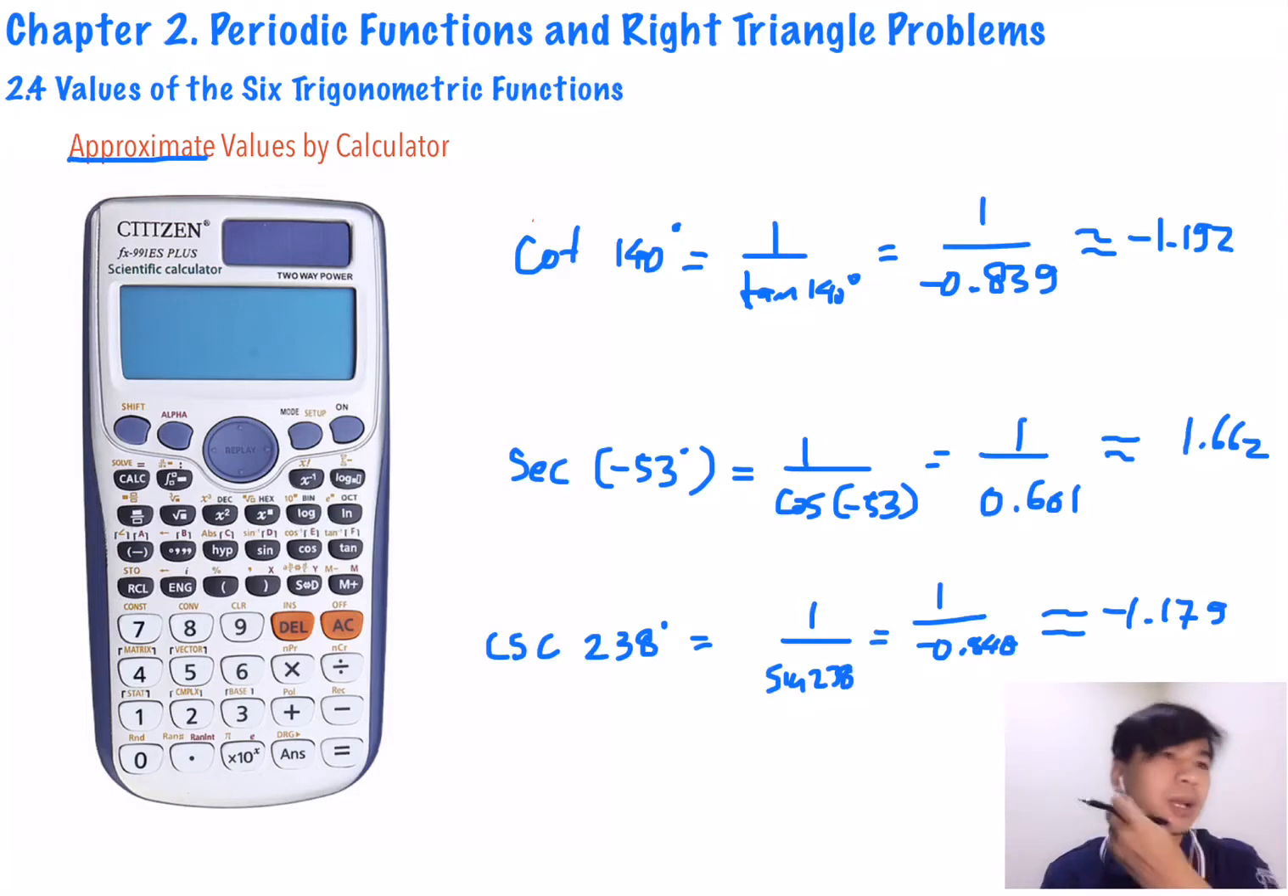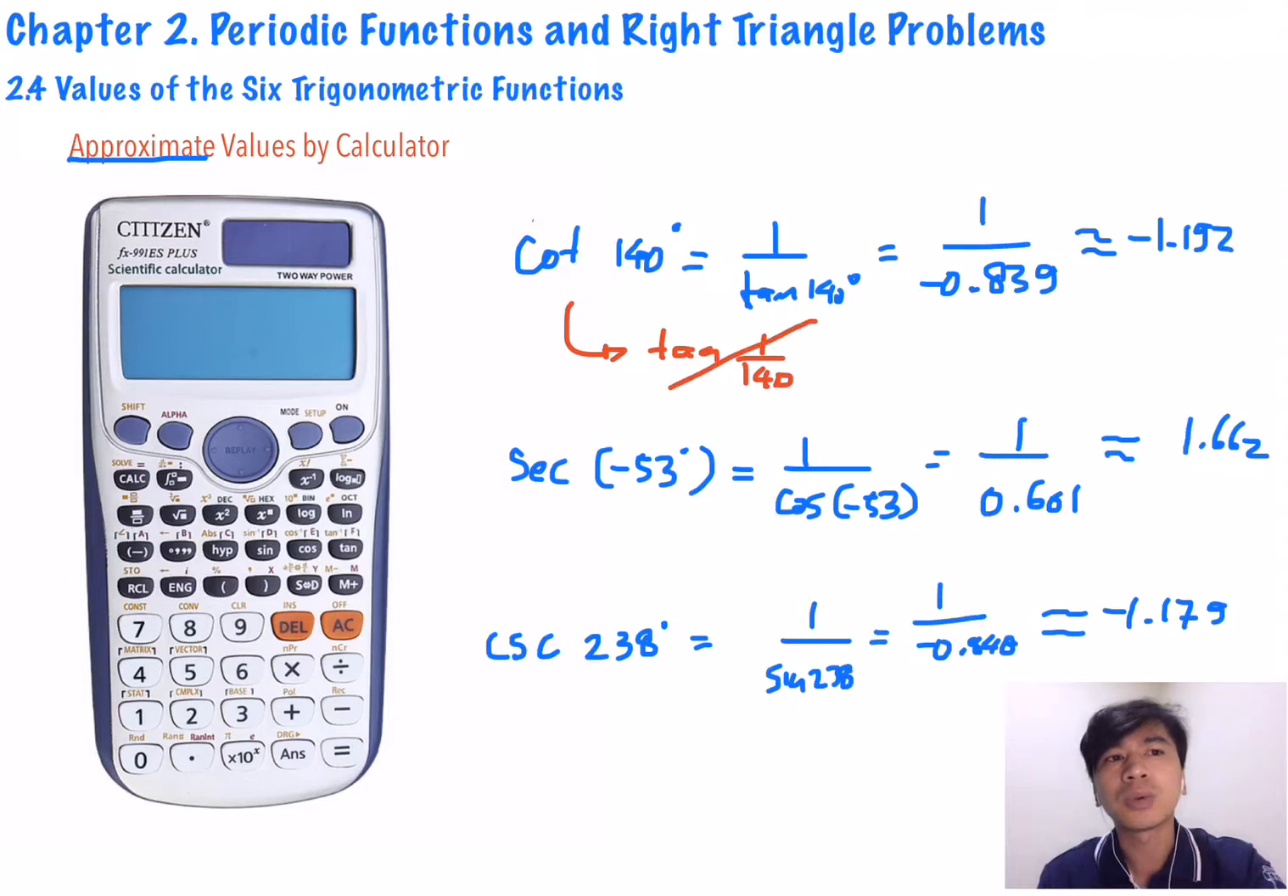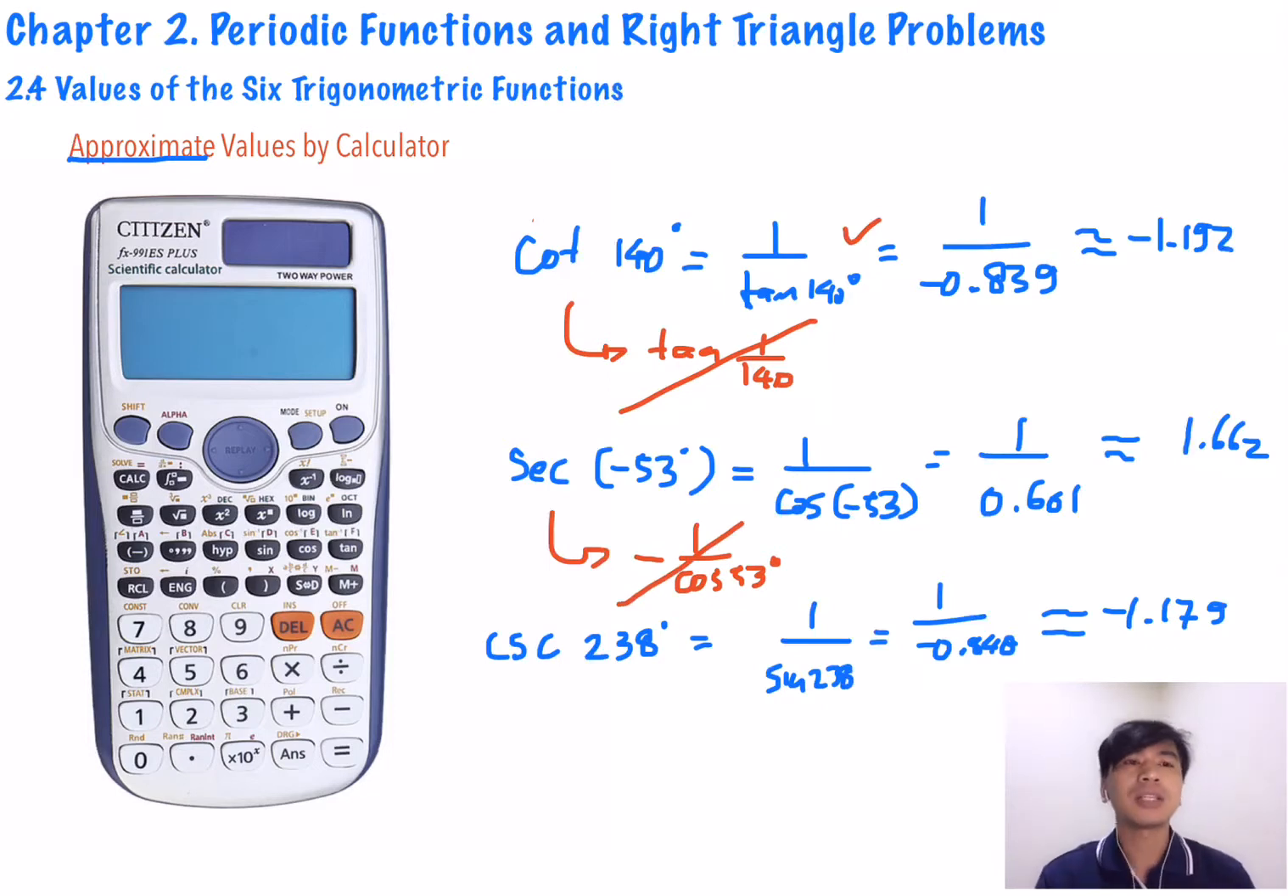Misconceptions. There are many misconceptions when you try to find cotangent of 140 degrees. Some students will put it as tangent of 1 over 140 degrees. This is wrong. It's supposed to be this one. Or when you have secant of negative 53 degrees, some students also put it as negative 1 over cosine 53 degrees. This is also wrong. So fix those misconceptions. It's supposed to be like that.